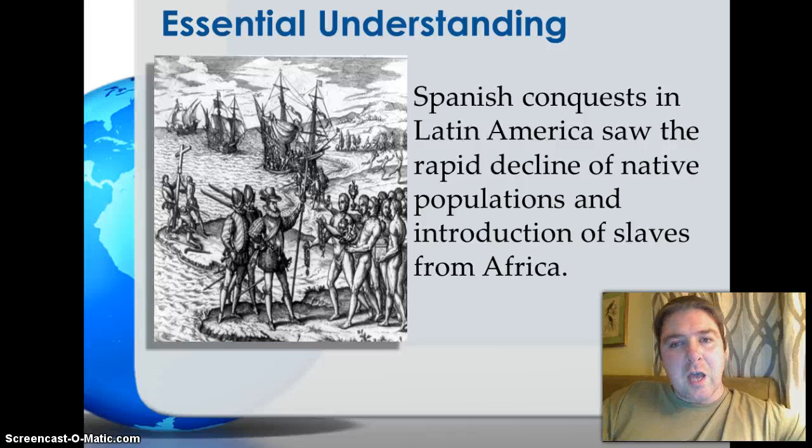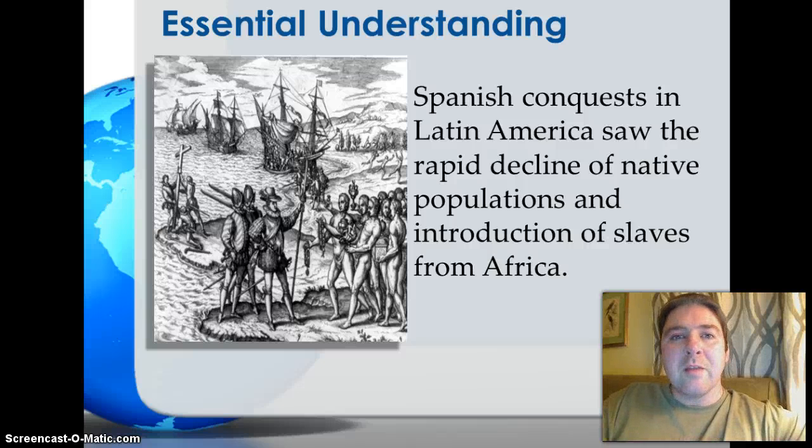The Spanish conquest in Latin America, think back to Standard 4, the Age of Exploration. The arrival of the Spanish and the other Europeans is going to see the rapid decline of native populations. The Native American population is going to go down very quickly, and as a result of that, we see the introduction of slaves from Africa. As the Native American population died off, slaves from Africa were brought in to replace the Native Americans as the workforce.